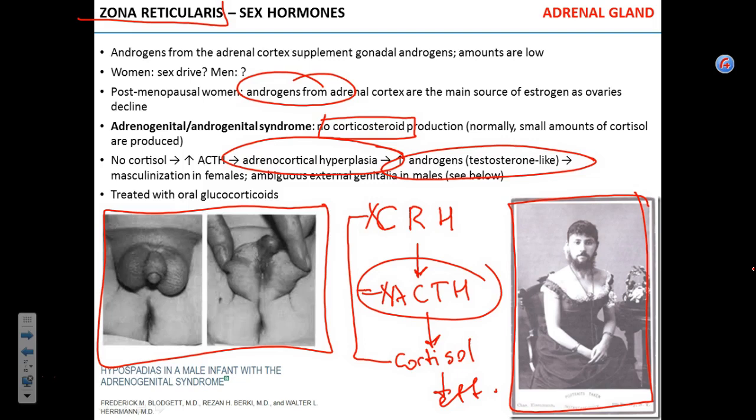So if you look, this is the glans penis, and this is the reduced vaginal orifice. Hypospadias can be surgically corrected. It's done in newborns, fairly straightforward. Okay, but then they should be on hormones for the rest of their lives. Does that make sense?